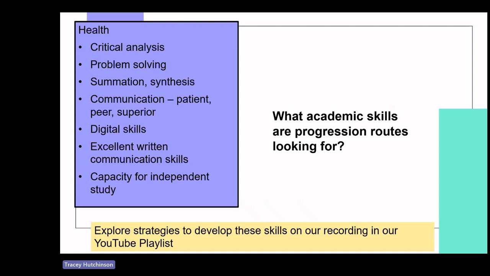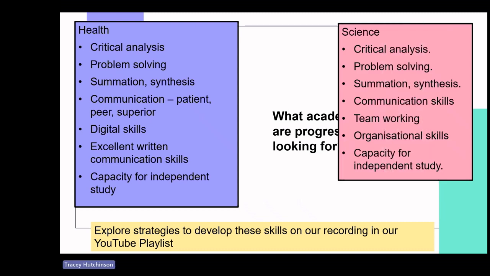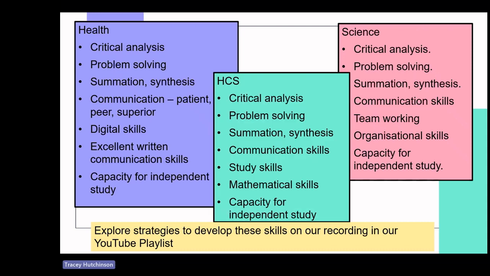So we had a little review of this. We have health examples here: those critical analysis, communication, digital skills. We have the science example on the right. Again, you can see key themes coming up around critical analysis, summation. We have teamworking and organisation skills. And again, these same themes reflected in healthcare science with those mathematical skills and study skills. Across all three, it was highlighted when looking at progression route criteria was this capacity for independent study.